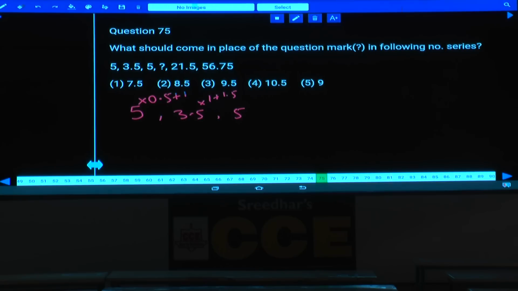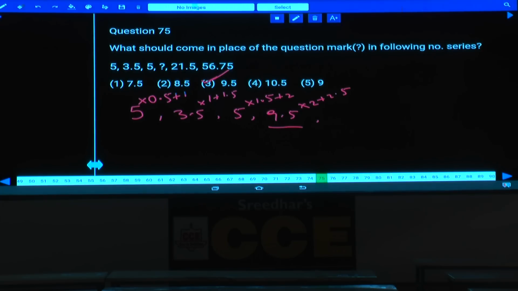Next one, what should be the next one here? 5 into 0.5 plus 1, into 1 plus 0.5, 1.5. Next one must be into 1.5 plus how much? 5 into 1.5 plus 2. 5 into 1.5 is 7.5 plus 2 is how much? 9.5. Now if it is 9.5, the next one is 9.5 into 2 plus 2.5. 9.5 into 2 is how much? 19. 19 plus 2.5, that is 21.5. And so what is the missing number here? 9.5, that is choice 3.